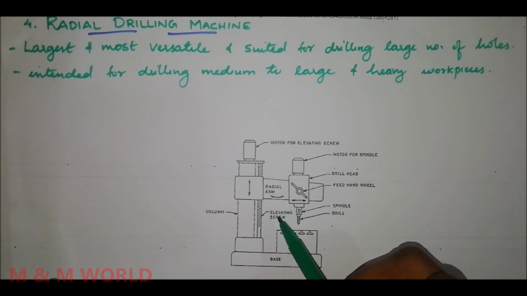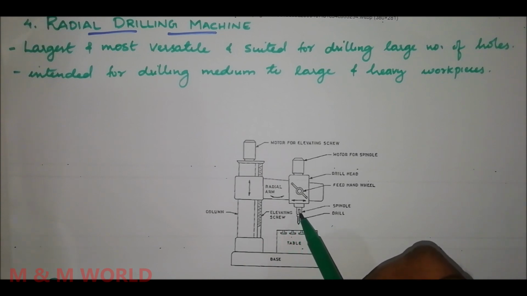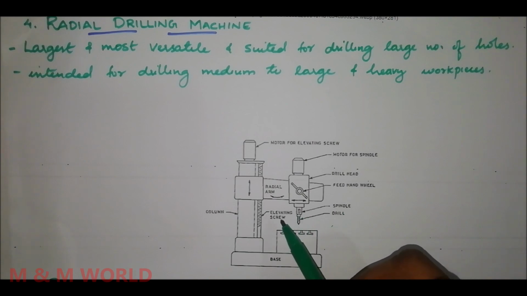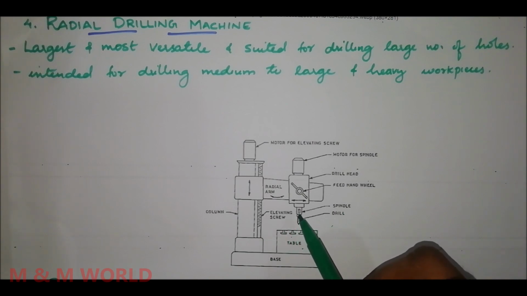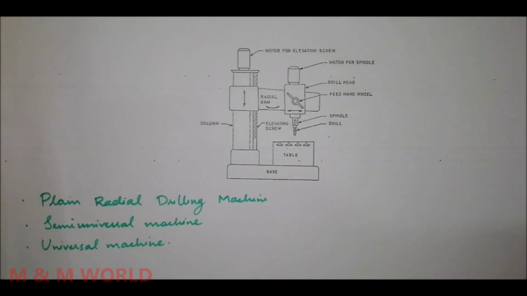When several holes are drilled on a large workpiece, the position of the arm and the drill head is altered so that the drill spindle may be moved from one position to the other after drilling the hole without altering the setting of the work.